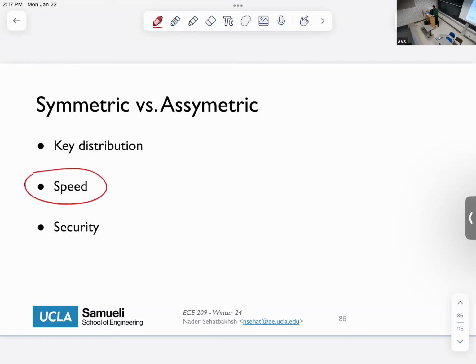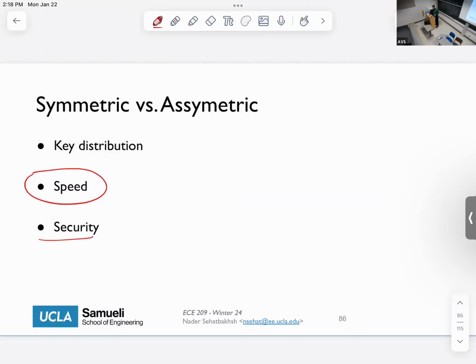The second thing is the speed, and as I already said, symmetric key is significantly faster than asymmetric. That's why we really want to do symmetric in most cases. That's why in most of the devices that we use, we may not even be able to support asymmetric. For example, in embedded systems, typically we don't use RSA. It's always symmetric encryption.